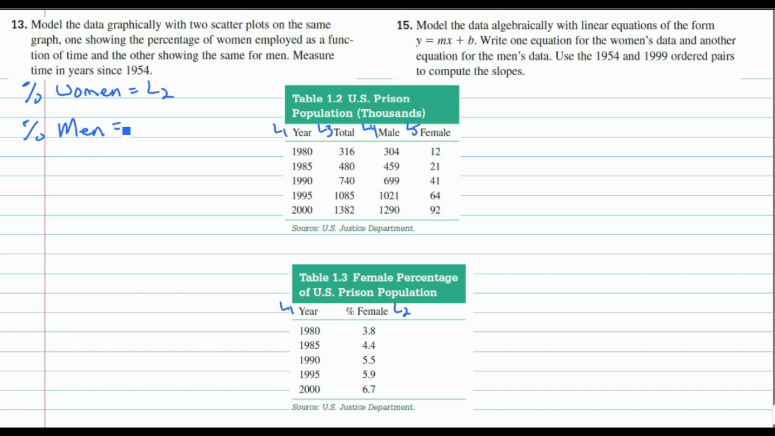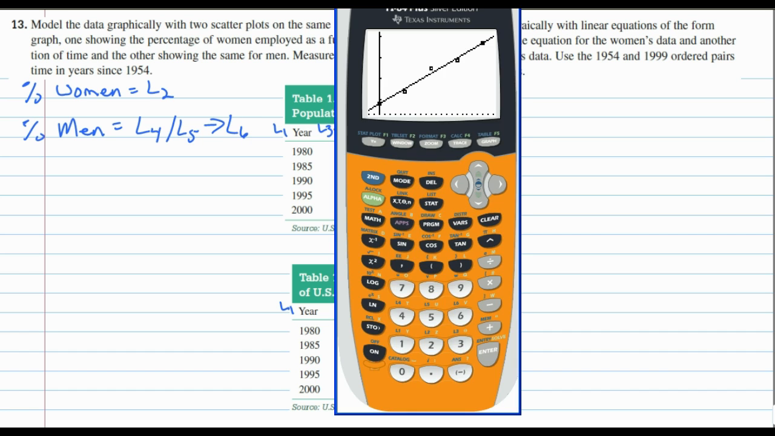I'm going to have to calculate. That's going to be the number of men divided by total. So that's going to be L4 divided by L5, and I am going to put that into, let's say I don't have anything in L6 yet, so I'm going to put that in L6. Stat, edit. I'm going to go over to my list 6. And I'm going to tell list 6, hey, take L4 and divide it by L5. There's my percent of men.